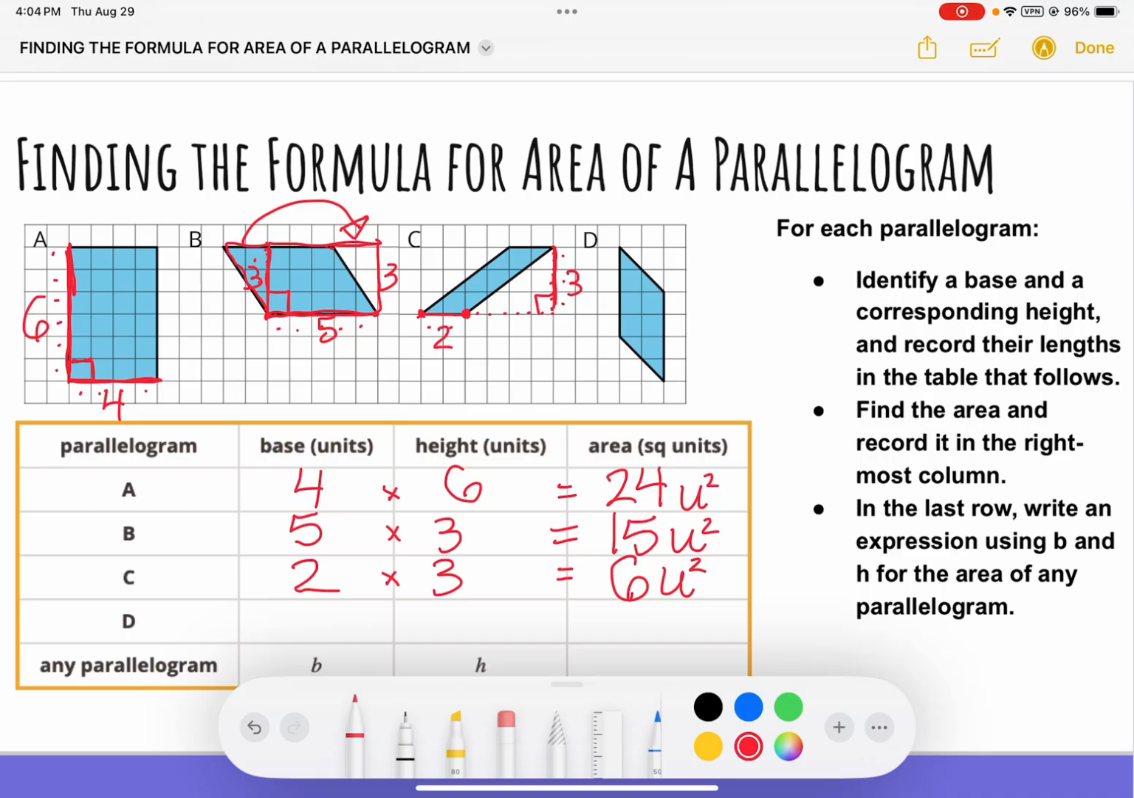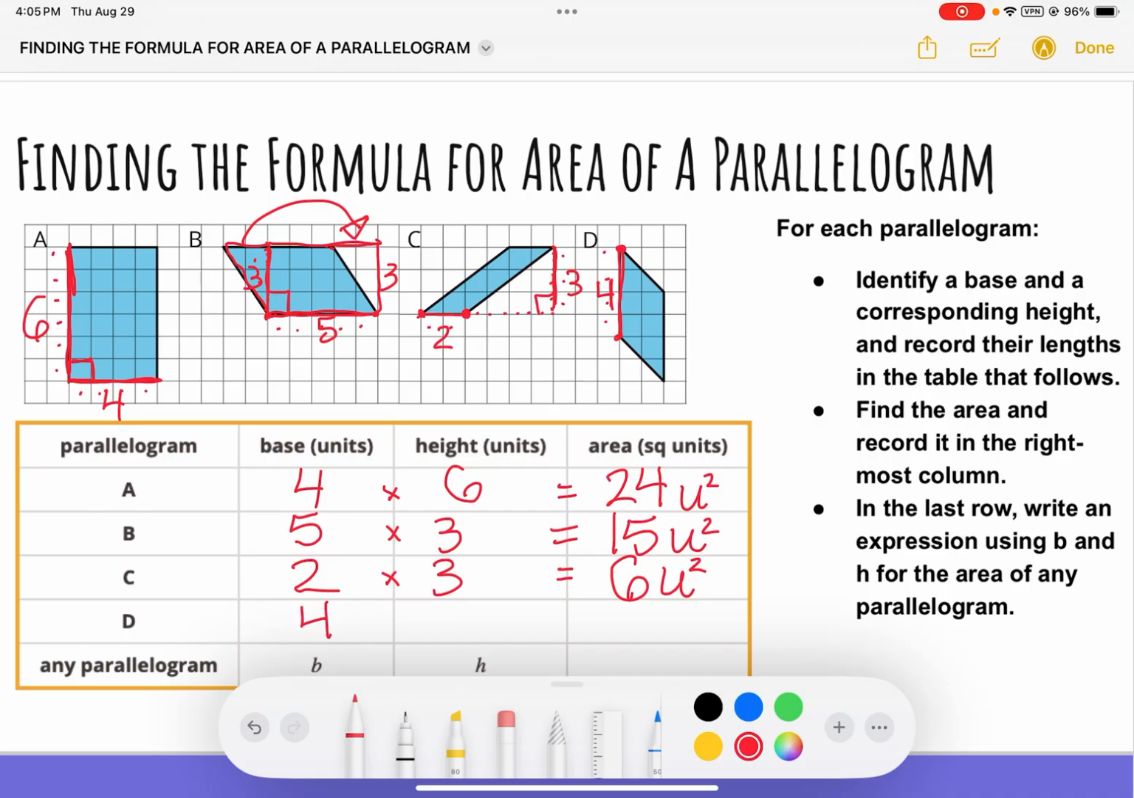Okay, D. Notice this bottom is at a diagonal, so I'm not going to pick that one for my base because I can't count the units at a diagonal. So I'm going to pick this left side. From point to point, I'm going to draw a line. Notice it is straight. It's right on the grid, so I can count the units. 1, 2, 3, 4. So the base is 4 units.